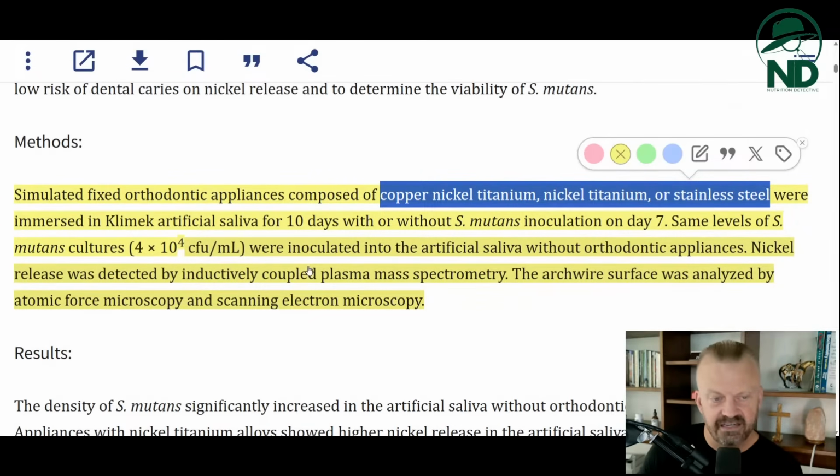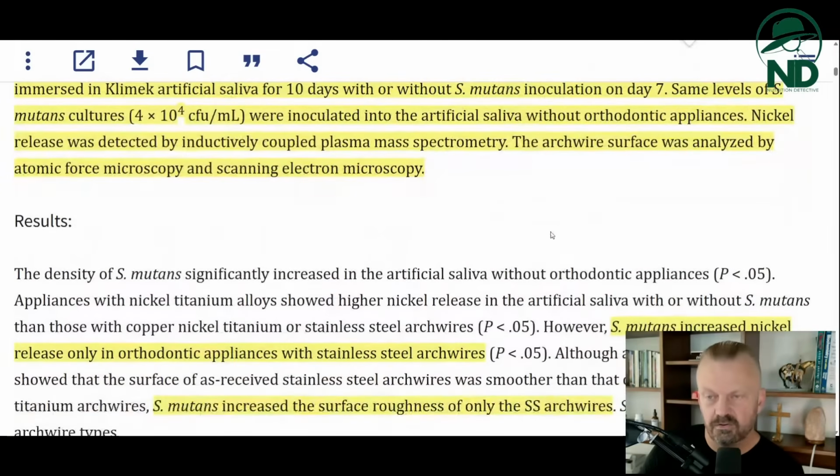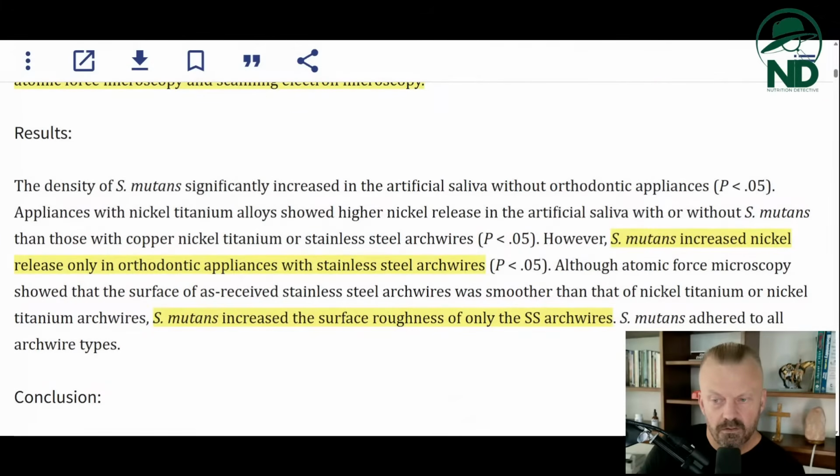Nickel release was detected by inductively coupled plasma mass spectrometry. The arch wire surface, the wire, right, was analyzed by atomic force microscopy and scanning electron microscopy. They're looking to see how rough it is. Streptococcus mutans increased nickel release only in orthodontic appliances with stainless steel arch wires. Well, there would be. Those brackets all are stainless steel as far as I know.